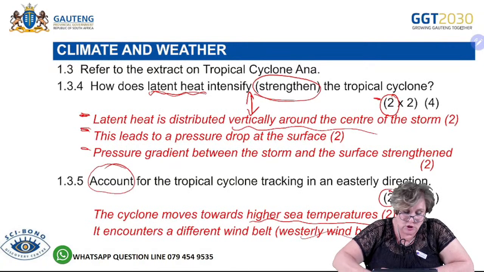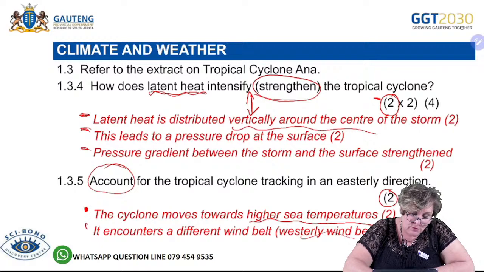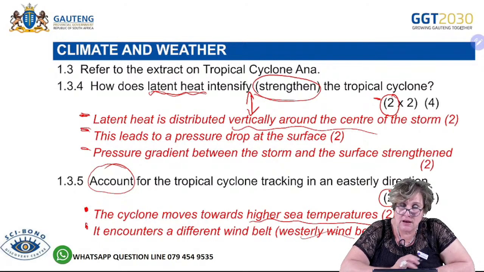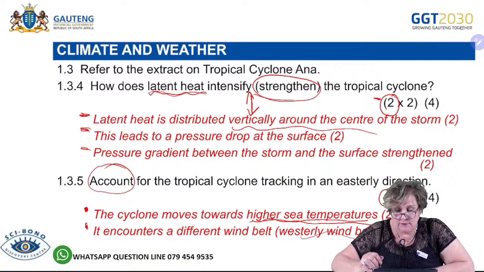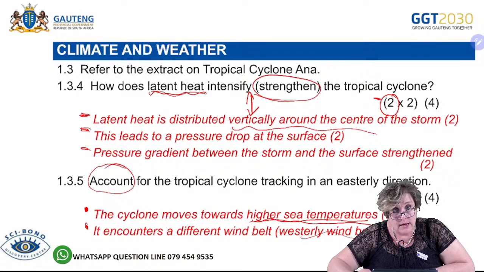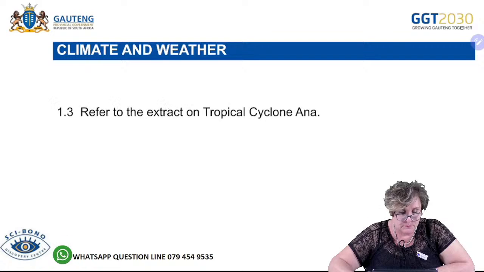2 times 2 is 4. So you have to write 2 facts. Say, for example, you only manage to say it goes for higher sea temperatures. Let's estimate you only have 2 marks. Then it means we already have 5 out of 15.